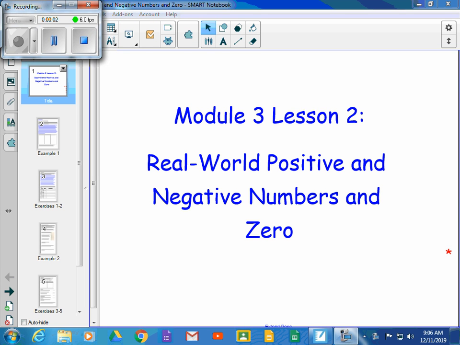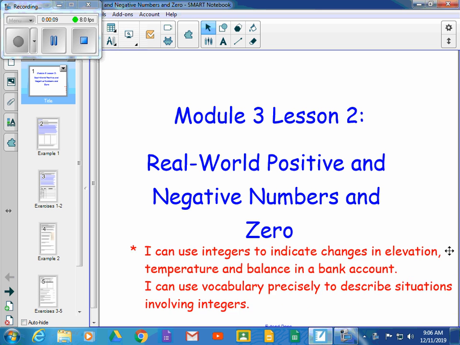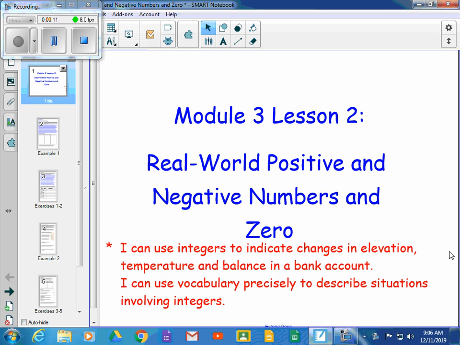This is Module 3, Lesson 2, titled Real World Positive and Negative Numbers and Zero. The goals of this lesson are: I can use integers to indicate changes in elevation, temperature, and balance in a bank account. I can use vocabulary precisely to describe situations involving integers.